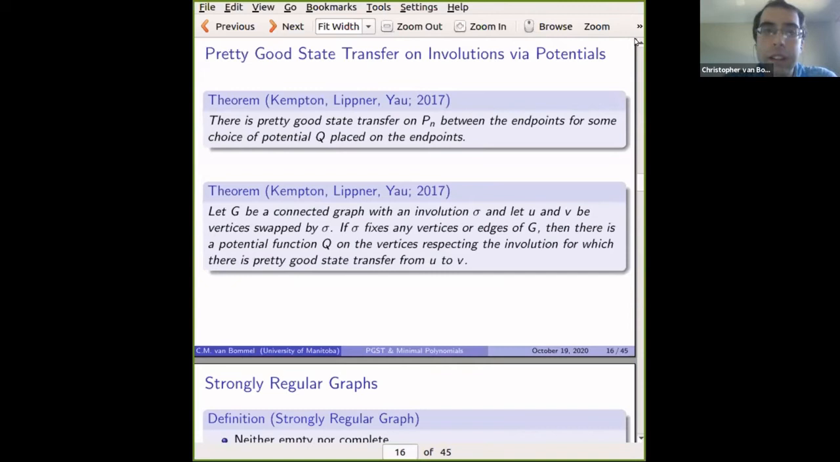We can again consider this concession of introducing edge weights or loops, so in this case, potentials or loops. And Kempton, Lipner, and Yao showed there's pretty good state transfer on the path for some choice of potential. So this allows us to not worry about what the length of the path is. We can always find a choice of potential there that'll allow pretty good state transfer to be achieved.